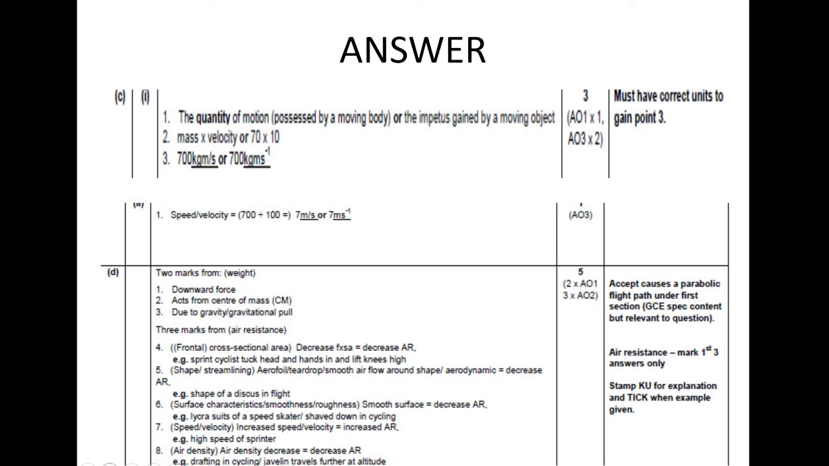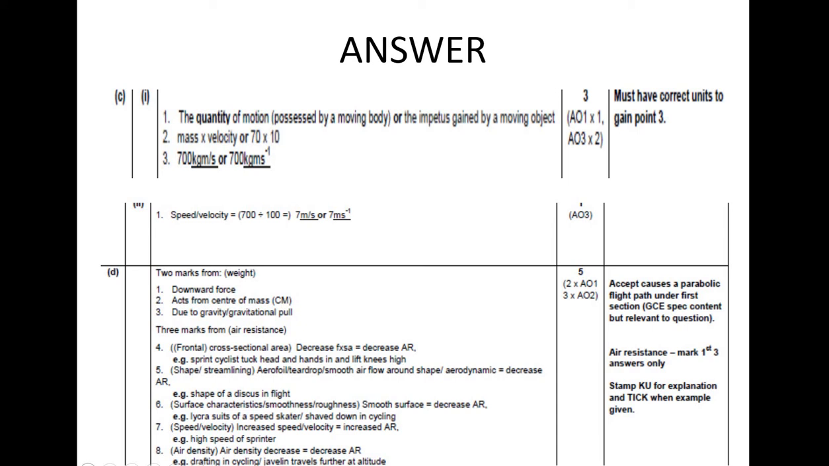And then you get 1 mark for the correct answer, but you must have the correct units to gain that mark. So it's 700 kilograms per meter squared or kilograms per meter squared, but you've got 2 different ways of writing that, and they're both correct.